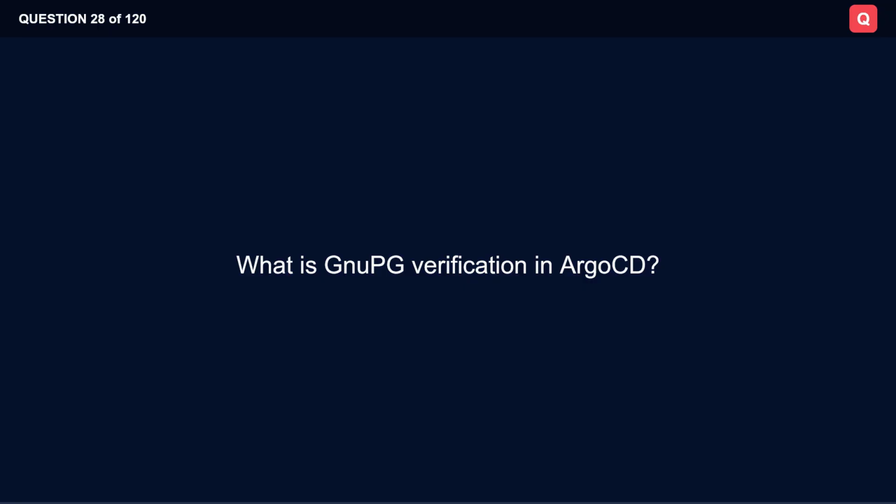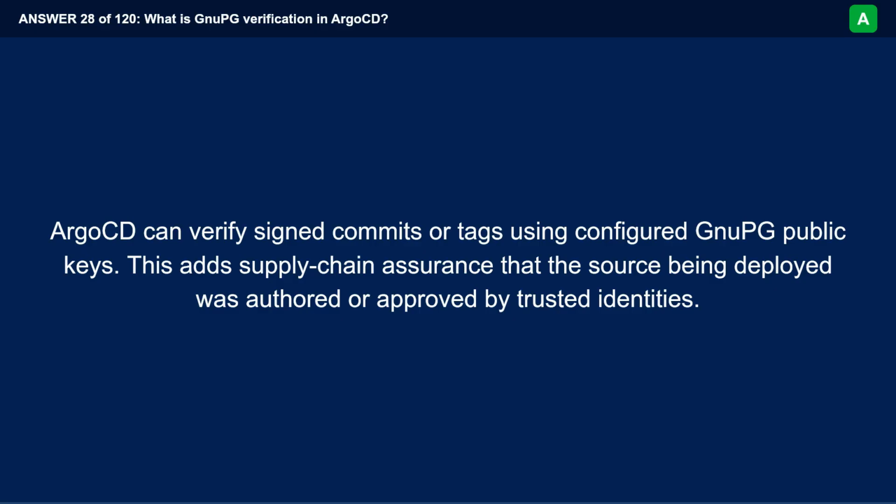What is GnuPG verification in ArgoCD? ArgoCD can verify signed commits or tags using configured GnuPG public keys. This adds supply chain assurance that the source being deployed was authored or approved by trusted identities.